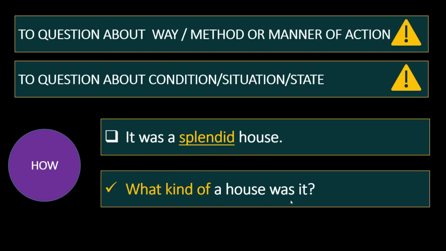For example, one more example. Murthy was intelligent. You can say, how was Murthy? Intelligent. Murthy was an intelligent boy. How can you ask now? You can't say, how was Murthy again. This time you have to say, what kind of a boy was Murthy? So remember this, what kind of. Let us move on.